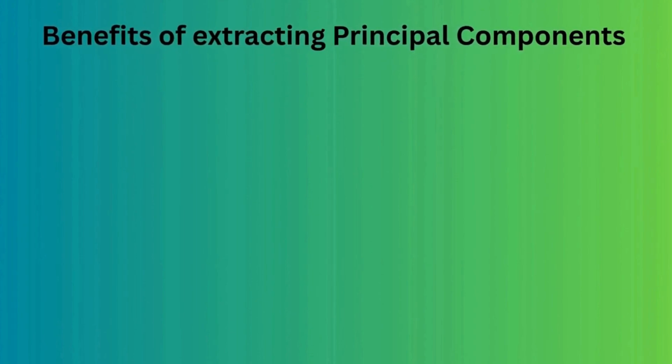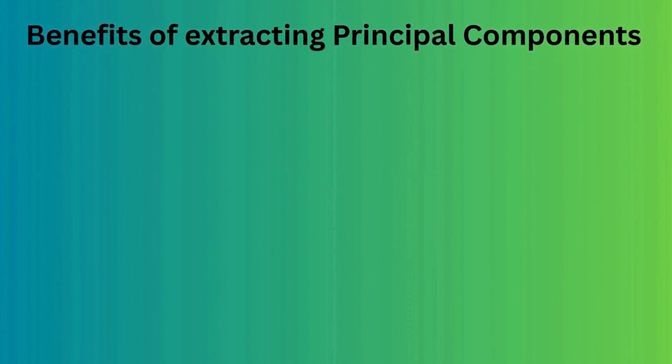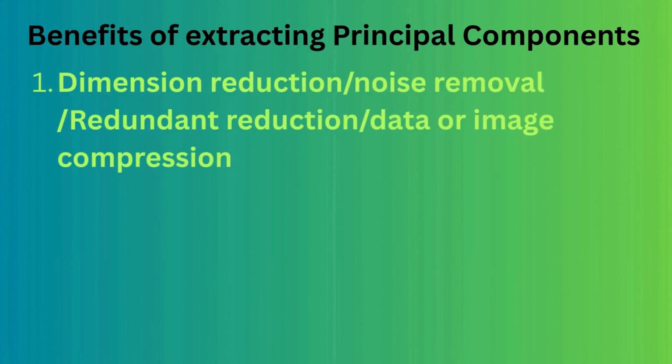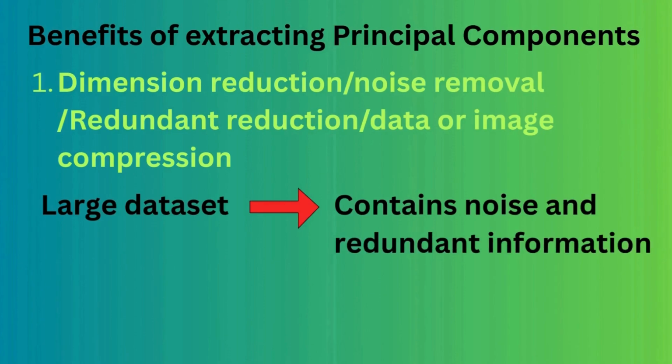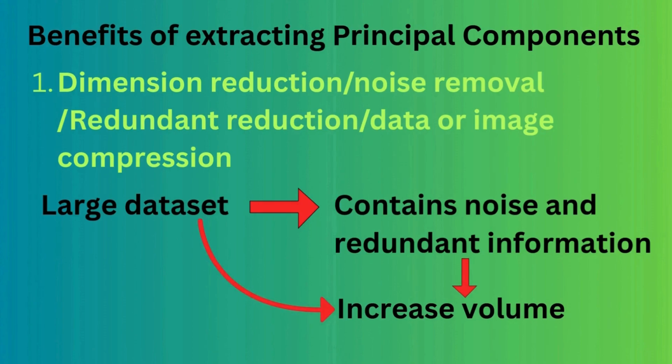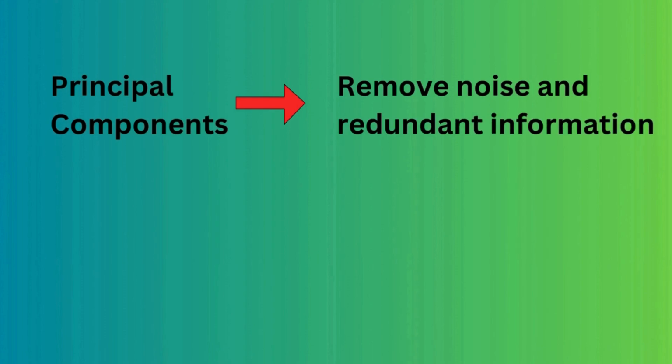Let's discuss the purpose of extracting principal components from the larger dataset and the benefits we gain by doing this. The first point is dimension reduction. It helps to reduce the number of dimensions in the data. When we have large datasets, they often contain noise and correlated features, that means dimensions with similar information, which increase the data volume. Simply, a larger dataset means larger volume, but principal component analysis helps to reduce this by transforming it into smaller, uncorrelated and more informative datasets. So it removes noise and redundant information from the larger dataset by transforming it into a smaller set of data.